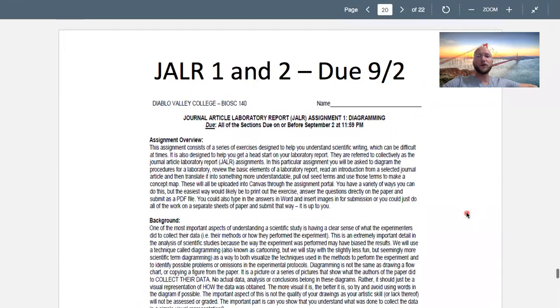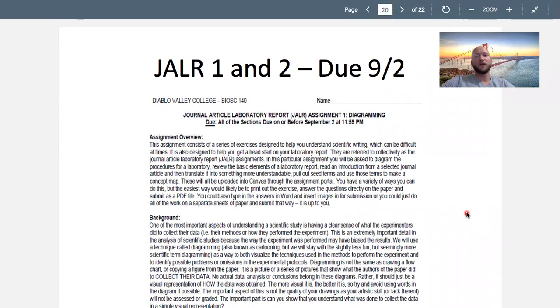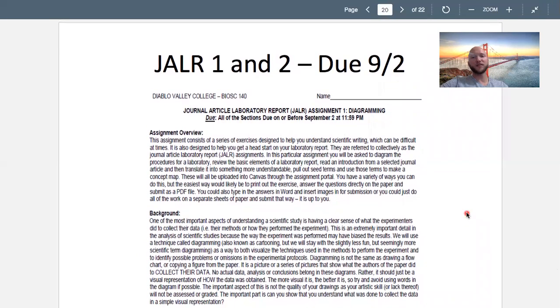JLR 1 and 2 are due 9/2. You can find all the due dates for all the JLRs on the syllabus. Remember, the JLRs are designed to help you understand and be comfortable with primary research. JLR 1 through 5 will also get you prepared for the laboratory report. They all go together, they all build on each other. So keep your JLRs, turn them in when they're due, and just doing the JLRs, you're going to be ready for the 50-point write-up.